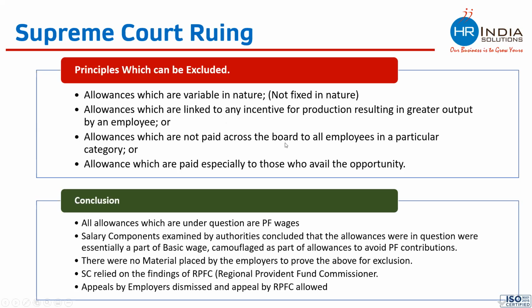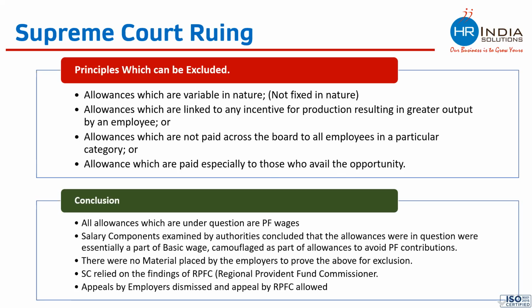Allowances which are not paid across the board to all employees in a particular category. So any allowance which is not common for all the employees in your company, or any allowance which is not being paid to each employee of a special category, can be excluded. Means if you are extending some allowances to some specific employees only, allowances which are paid especially to those who avail the opportunity. Only some specific employees get that kind of allowance due to some reason, due to some expenses.